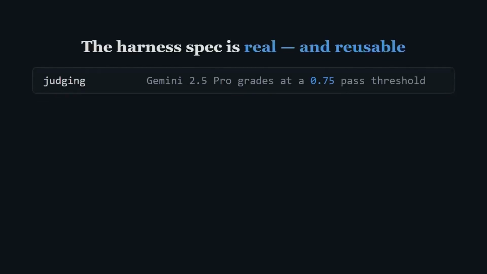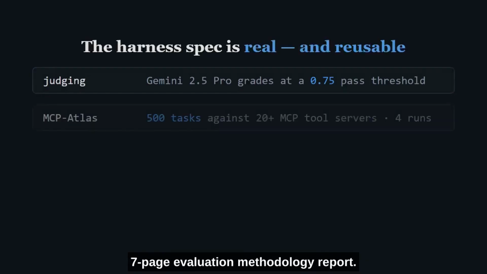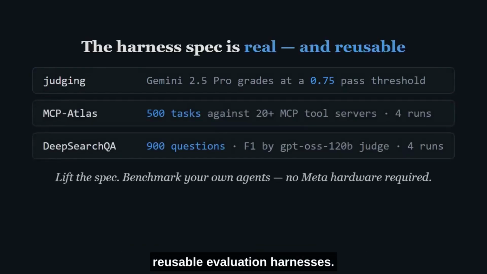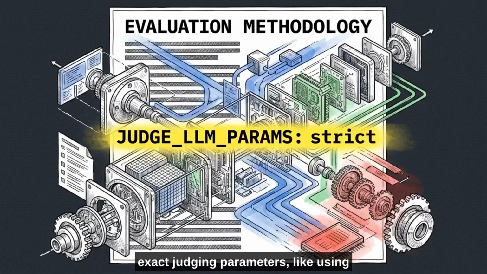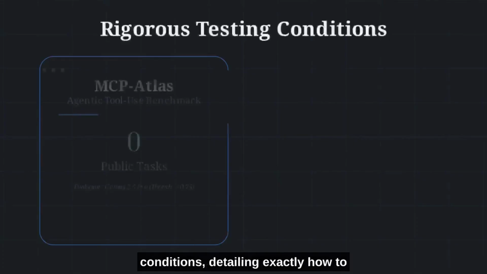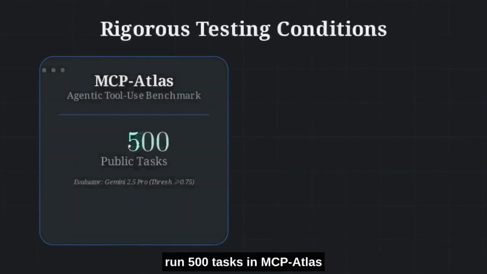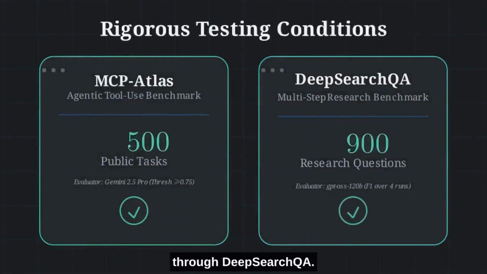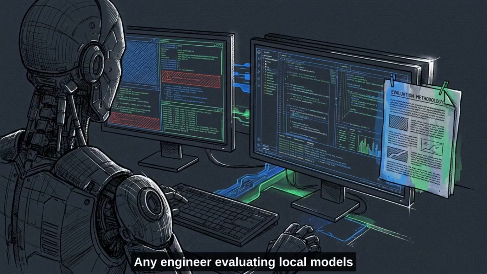For builders today, the release's most actionable asset is the 7-page evaluation methodology report. This document provides incredibly strict, reusable evaluation harnesses. For example, it defines the exact judging parameters, like using Gemini 2.5 Pro at a 0.75 pass threshold to grade outputs. It explicitly outlines the test conditions, detailing exactly how to run 500 tasks in MCP Atlas and 900 multi-step research questions through Deep Search QA. Any engineer evaluating local models can immediately lift this specification and use it to benchmark their own agents, completely independent of Meta's hardware.